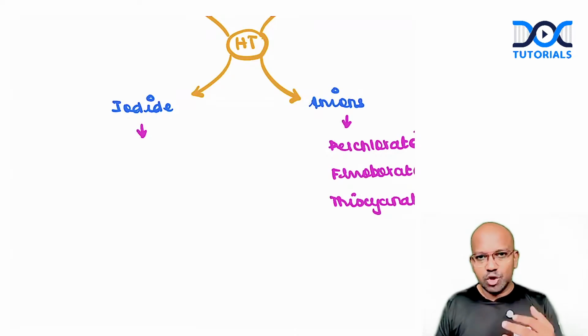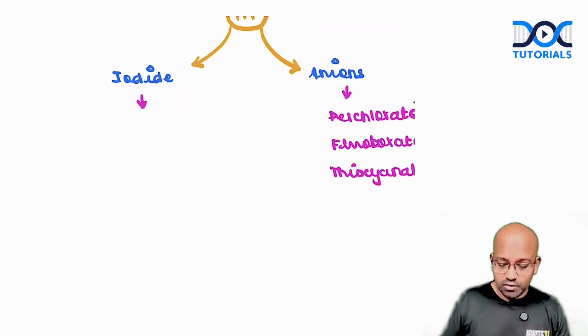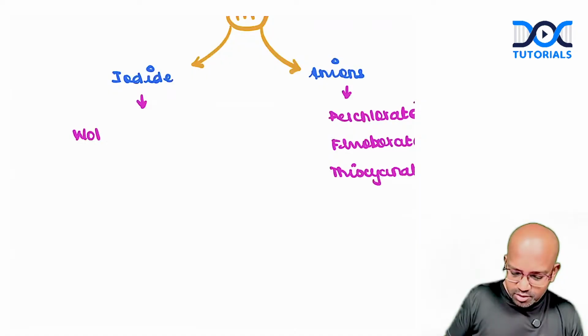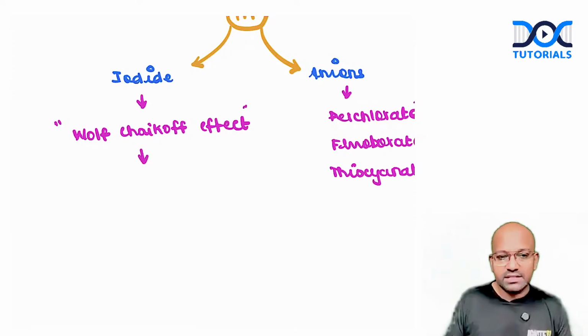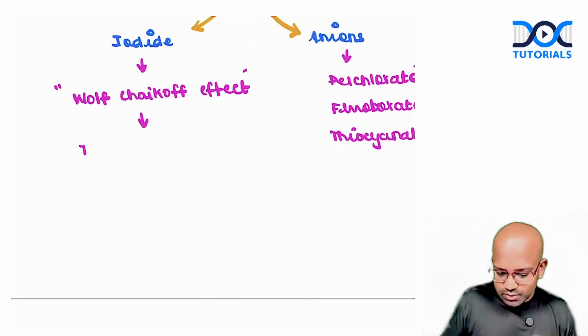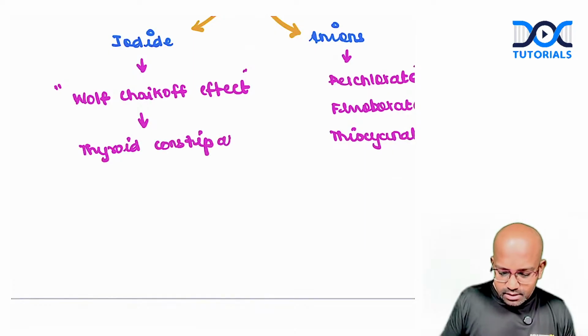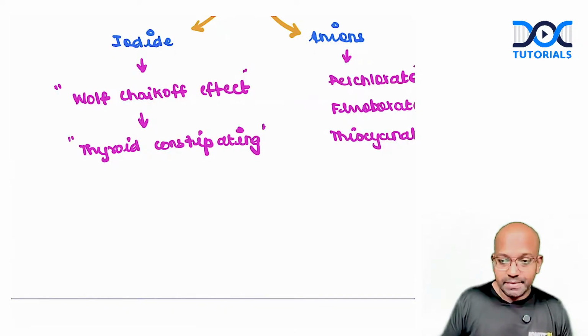When you administer too much iodide to the patient, because of the Wolff-Chaikoff effect, there will be a decrease in the thyroxine secretion. That's why this iodide is called a thyroid constipating agent, because it will decrease the thyroxine secretion.